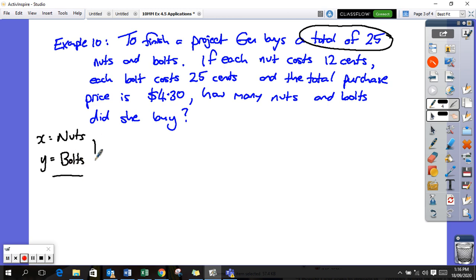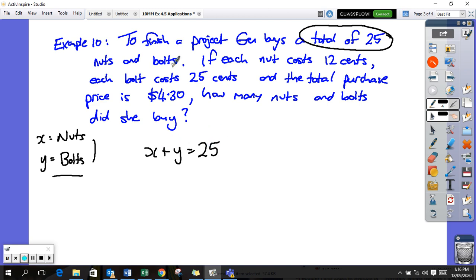Just make a little note of that on the side. And she bought a total of 25. So X plus Y equals 25. That's our first equation. She bought 25 nuts and bolts, so add them together, we get 25.